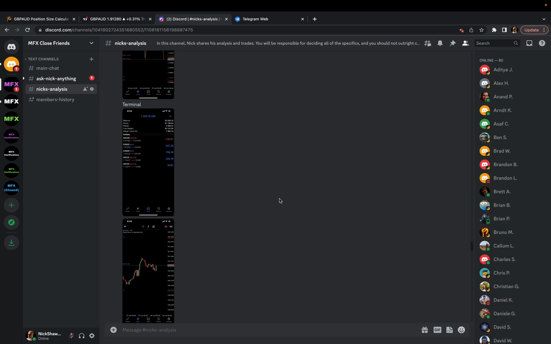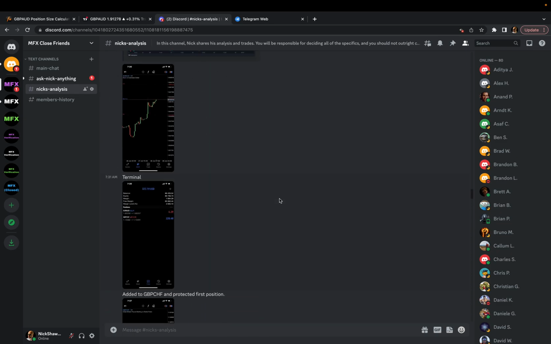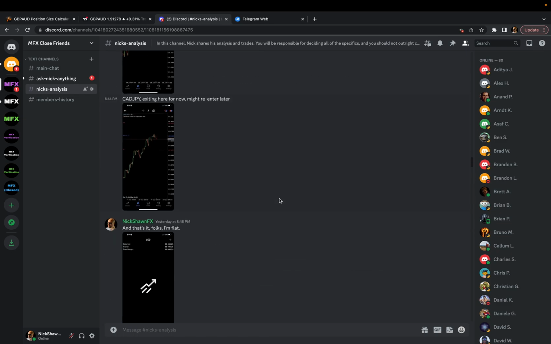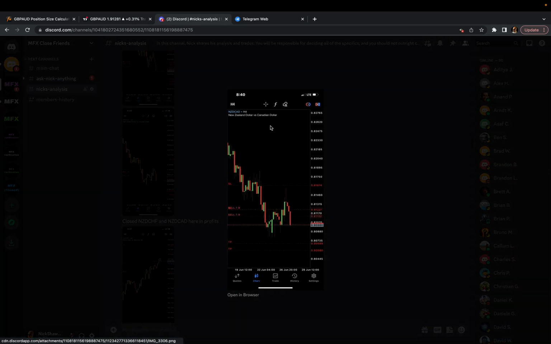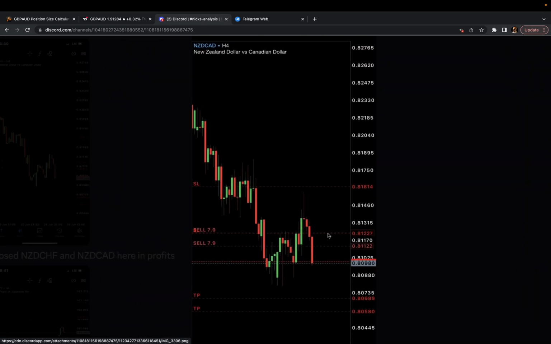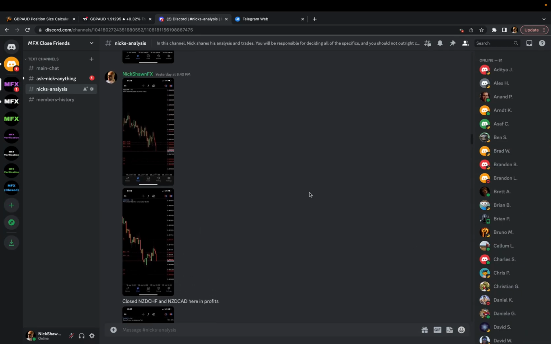I'll show you some of the crazy positions I closed yesterday because it got really, really wild really quickly. This is all from today, all of the trades from today. So here's one of them. This was NZD CAD. I entered a sell, and then whenever it went to more profit, I added another sell, a second one, and then I protected the first position with the break-even stop. So that one went into some big profits.